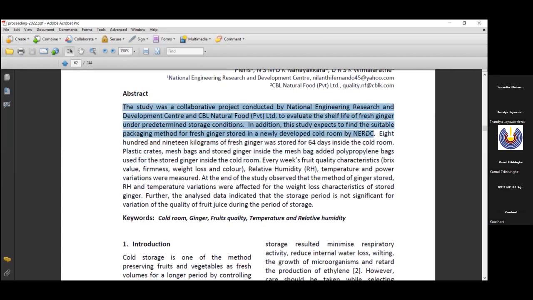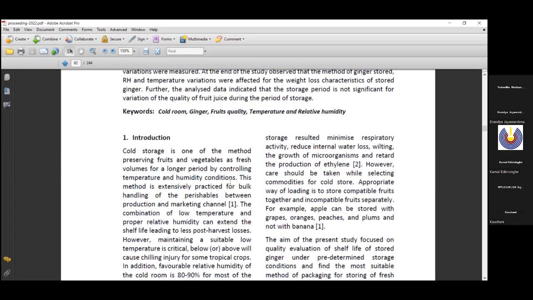Where are these studies done? And the methodology: how many samples, what is the design, and what testing methods have they used? And the conclusion and further recommendations, everything.